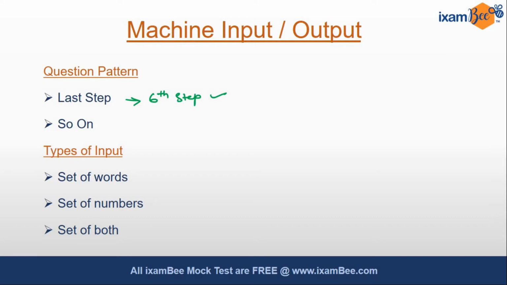The second pattern is so on. In the so on pattern, some sequence would be given and at the last they will mention that so on the series continues. So there we do not know what is the last step. The approach for both the problems would be different here. Also talking about the input types, all of them could be words, all of them could be numbers, or it could be a mixture of words and numbers. Let's try to understand all these concepts with the help of some examples.